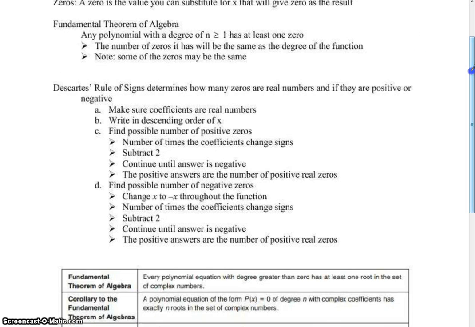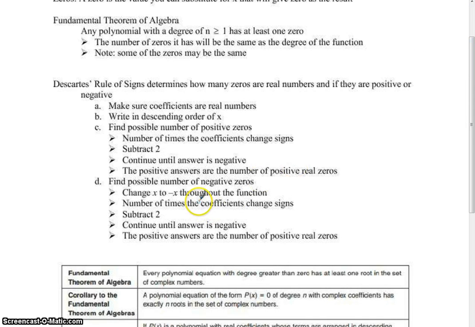We have something called Descartes' rule of signs, and it helps you determine how many zeros are real numbers and if they're positive or negative. So you make sure your coefficients are all real numbers, you write it in descending order of x, and then you find the possible number of positive zeros, which is going to be the number of times the coefficients change signs. Then you subtract 2 and continue until that answer is negative. The positive answers are the number of positive real zeros.